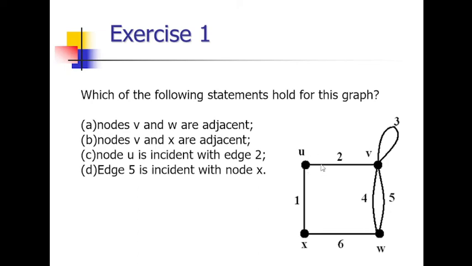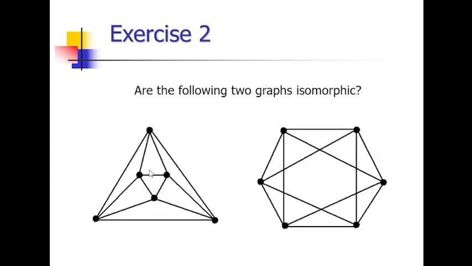Is edge 2 connected on node U? It is connected. So yes, it is true. Edge 5 is incident with node X. See, where is edge 5 there, and where is X? Here. Edge 5 and X have no relation. This statement is false.